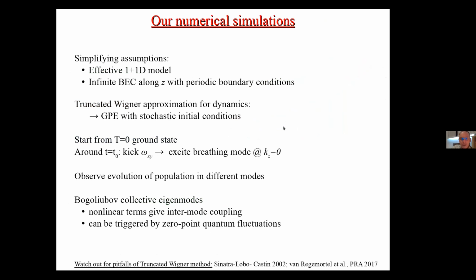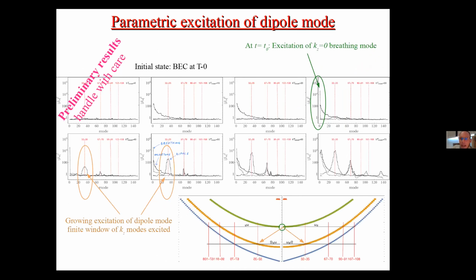Our numerical simulations are done by the usual truncated Wigner approximation for the dynamics, which is somehow a GPE with stochastic initial conditions. We solve it numerically by brute force, and we obtain some kind of clear experimental results of our numerical experiment. At this time, around t equals 30, we create a strong excitation of the breathing mode, which is the dotted line, which is excited only on its first component, because we excite the breathing mode only at kz equals 0.